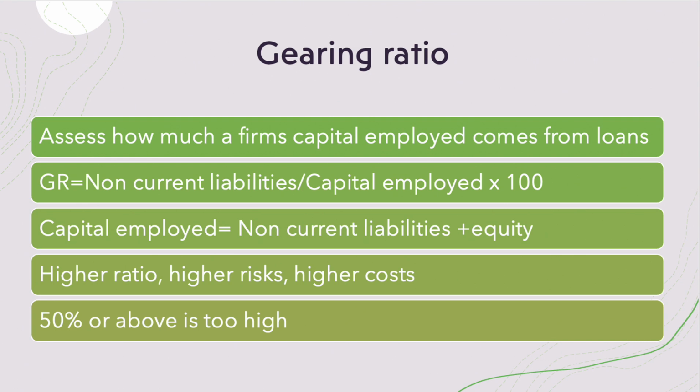The higher the ratio, obviously the higher the cost of financing and the higher the risk. 50% or above is considered extremely high, and you probably will not be able to repay those liabilities.